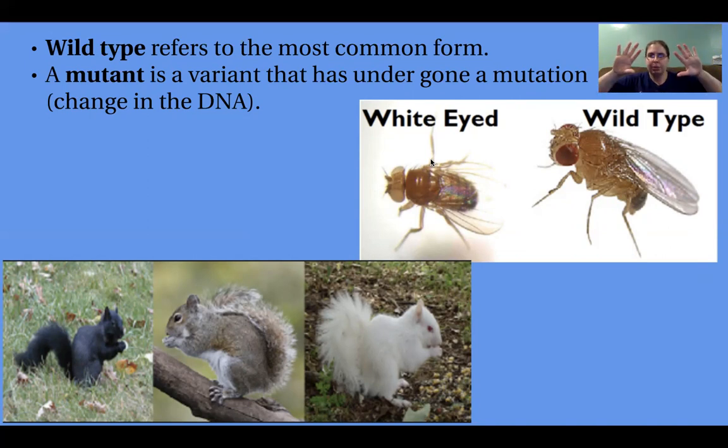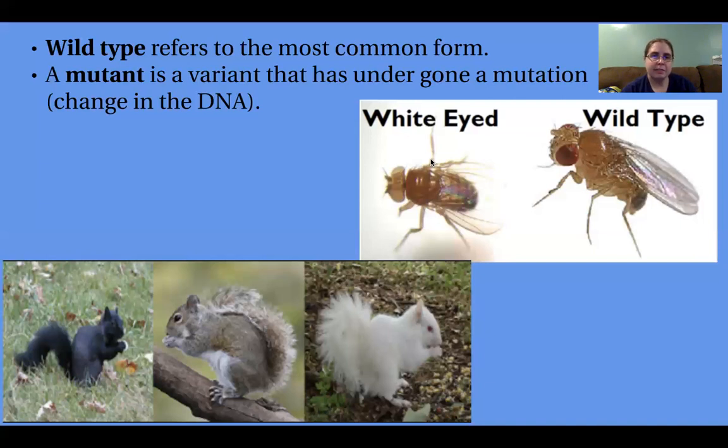Fingers. How many fingers on each hand does most people have? Most people have 5 fingers on each hand. That is wild type, that's the most common form. However, in this case, that's not the dominant. It's actually recessive to have 5 fingers. Polydactyl, which is more than 5, is actually dominant. But because so many people in the population have just the recessive alleles, that's what gets passed down, which is why most of the population has 5 fingers.